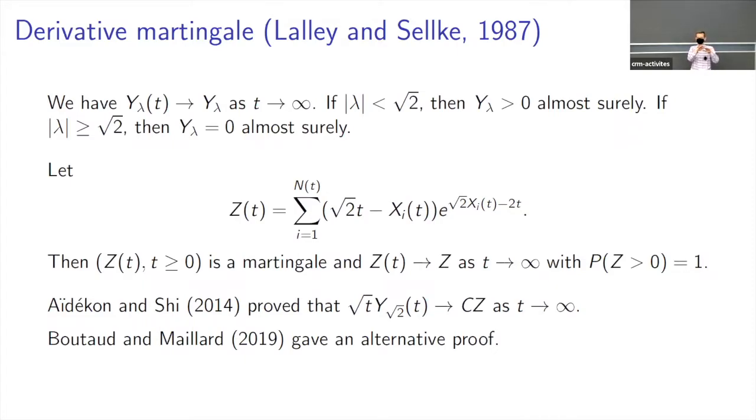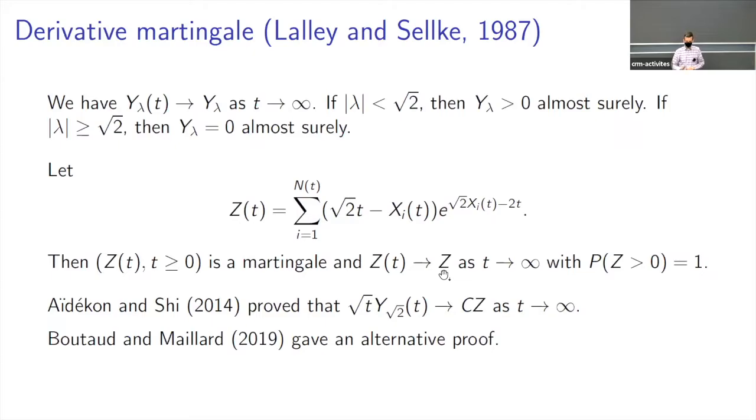I'm often interested in this more critical case where λ is equal to the square root of 2, and because the additive martingale just gives a limit of 0, we often use a different martingale instead. So we're going to define Z_t to be this sum here, and it's possible to show that Z is also a martingale. It's known as the derivative martingale because one can obtain the value of Z_t by taking the negative of the derivative of the value of Y_λ(t) with respect to λ and evaluating that derivative at the square root of 2.